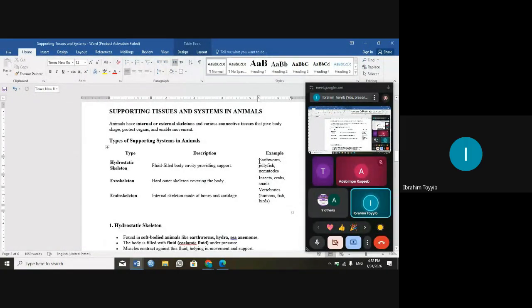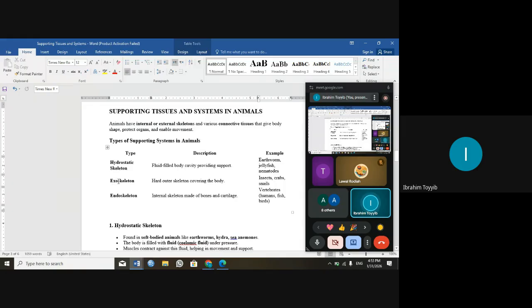jellyfish, nematodes. Who can remind me of the phylum of earthworm? A quick one. The phylum earthworm belongs to? Annelid. Annelid. So Annelida, phylum Annelida. So what of jellyfish? Mollusca. It's not Mollusca, that's Coelenterata or Cnidarian. So anything jelly, jellyfish, comb jelly, Cnidarian.